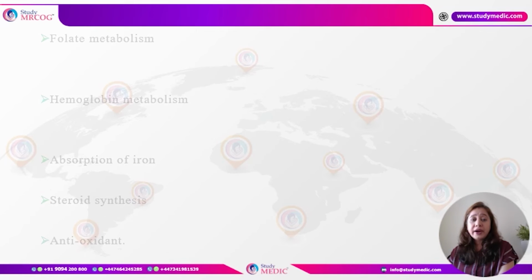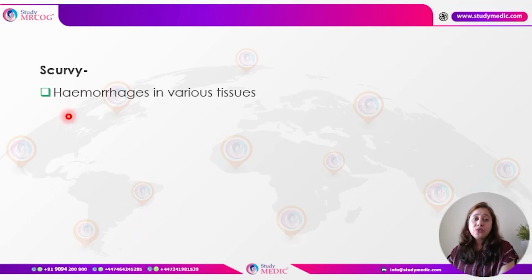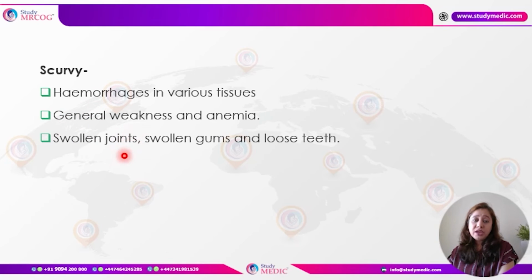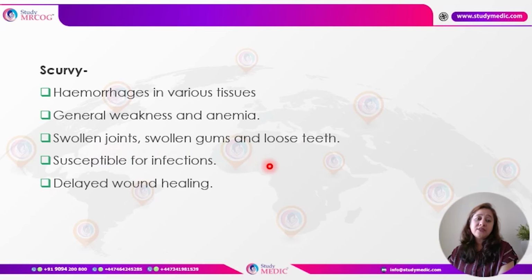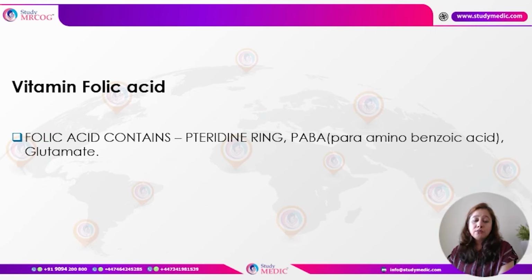So the deficiency of this vitamin can lead to scurvy, presenting with various hemorrhagic tendencies, weakness, and swollen gums, joints, loose teeth, susceptibility to infection, delayed wound healing. They can present with fragility of bones, and porosis of the bones can be seen. So that's about vitamin C.